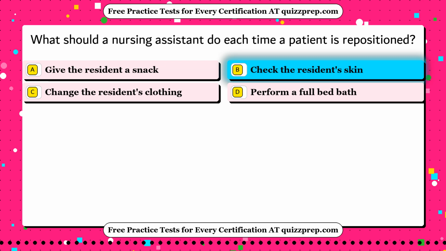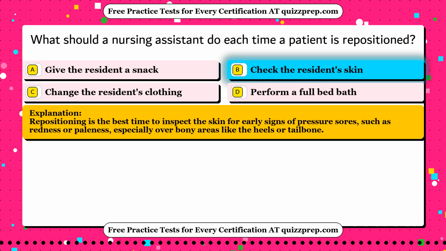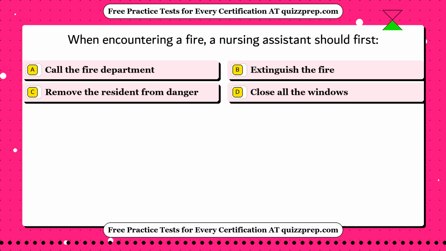The correct answer is option B, check the resident's skin. Repositioning is the best time to inspect the skin for early signs of pressure sores, such as redness or paleness, especially over bony areas like the heels or tailbone. Question 4. When encountering a fire, a nursing assistant should first: Option A, call the fire department.